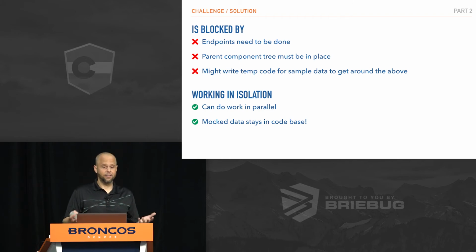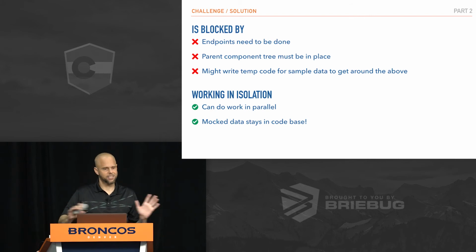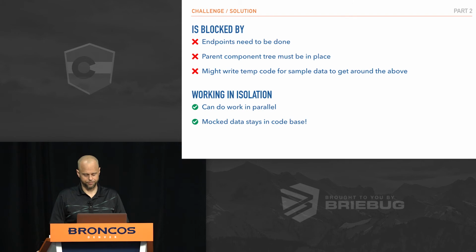And then to get around that, we might end up writing test sample code, right, or temporary code. We maybe create a separate route, or we take the component that we're working on and put it in the very top-level component of the app so that it shows up right away and we can see it. But that's not ideal. We don't want to ship that code to production, right? So those are big challenges that we deal with.